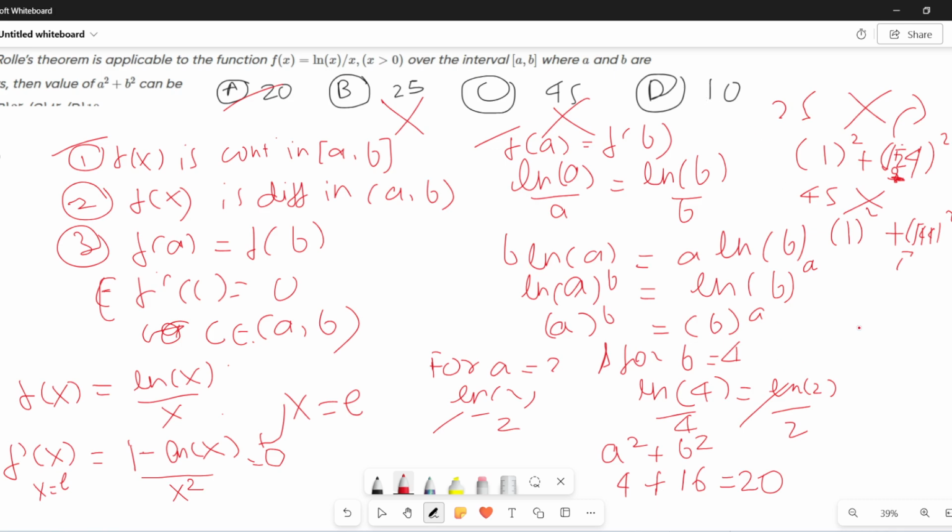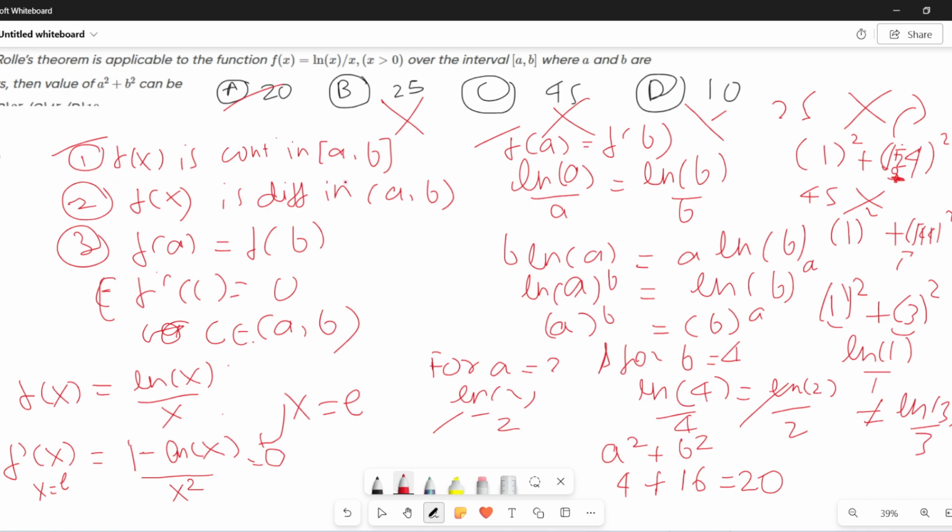Now we check for option D. A is 1 and B is 3. Both are integers, but we check the values f(a) and f(b). ln 1 / 1 is not equal to ln 3 / 3. So this is not possible. So option D is also not possible. Only option A is possible.